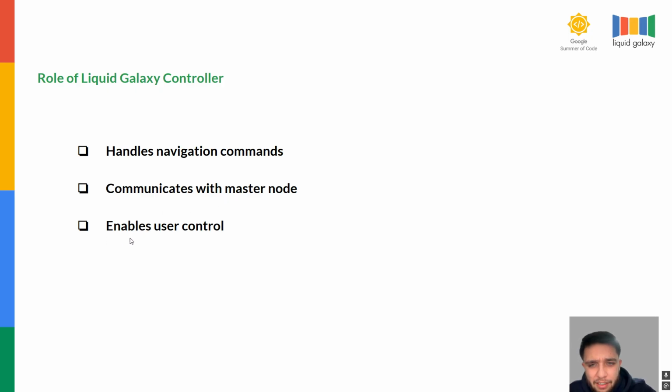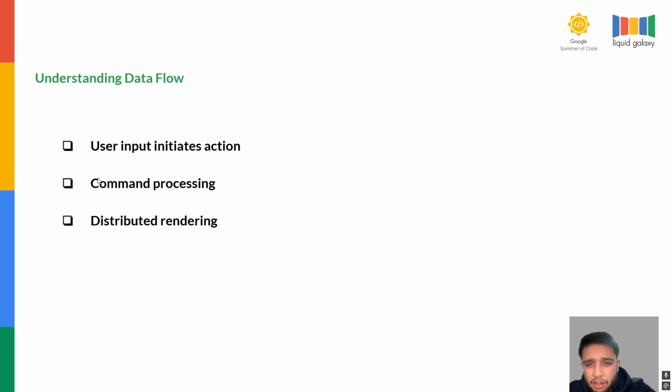Another key role of the controller is to enable user control. Users can interact with the system using different input devices, for example the keyboard, mouse, or mobile controller. The controller software interprets these inputs and converts them into actions. Within the Liquid Galaxy environment, because of the controller, the system feels interactive and easy to use instead of just being a static display. So overall, the Liquid Galaxy controller plays a critical role in navigation, communication, and user interaction. This is a very critical part of the whole Liquid Galaxy ecosystem. Now we'll go to the next slide.